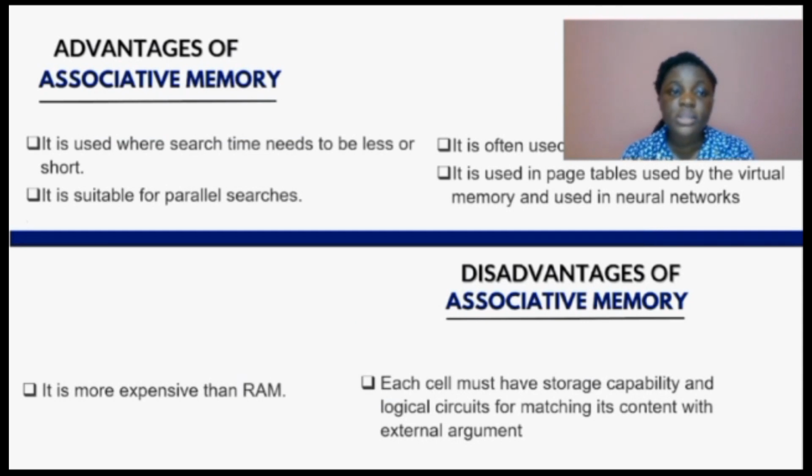So for the advantages of an associative memory, it is used when search time needs to be less or short. It is suitable for parallel searching. It is often used to speed up databases. It is used in page tables used by virtual memory, and used in neural networks.